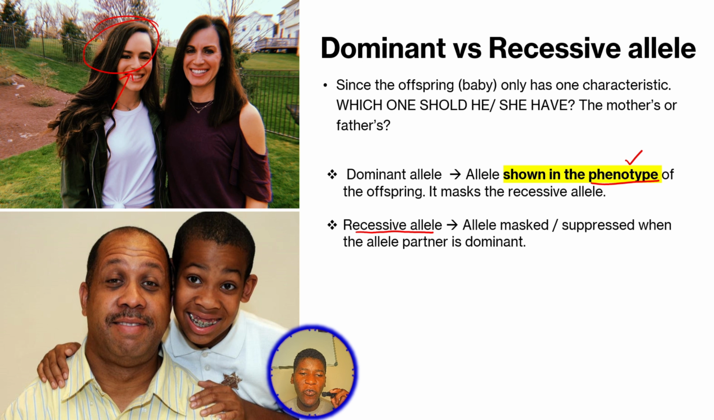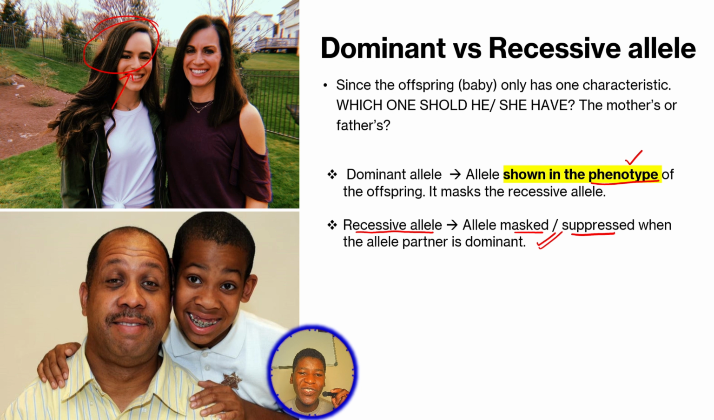So it's possible for you to come from dark skinned and light skinned parents, but you can only take one characteristic. Sometimes you will be in between them. We're going to discuss all of that as the topic goes on. So the recessive allele is the one that is masked or suppressed. It is masked or suppressed by what? By the dominant allele.